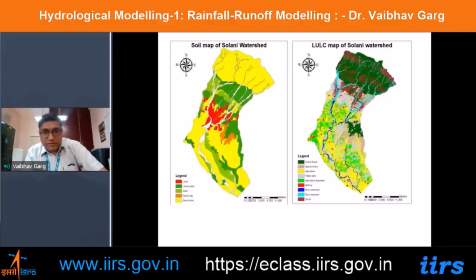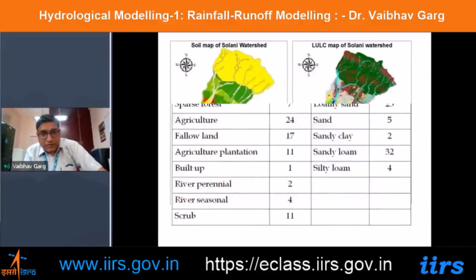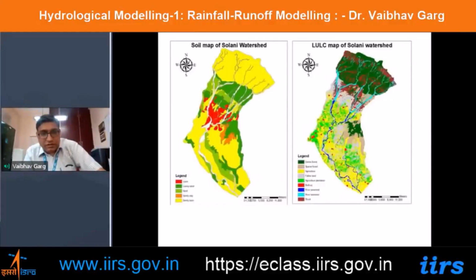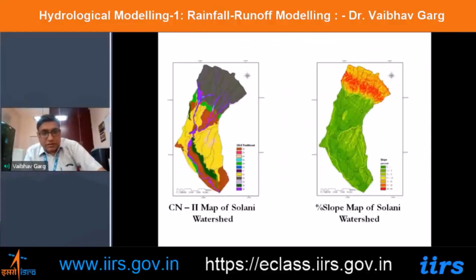Using these two maps, the land use land cover map and the soil type map, first we converted the soil map into the HSG map based on their characteristics. Then, knowing the HSG and the land use cover at each pixel, this is the curve number 2 map. This curve number 2 map has been generated using the lookup table provided by the SCS method. So now at each pixel, I know what the CN value is.